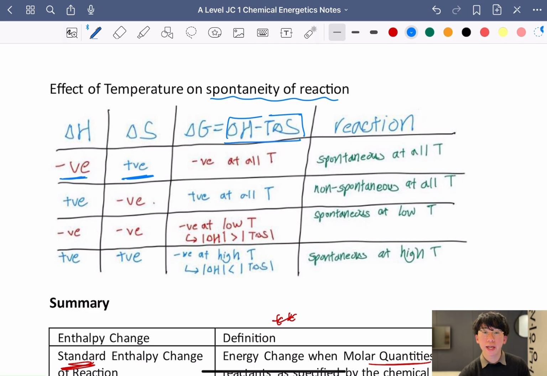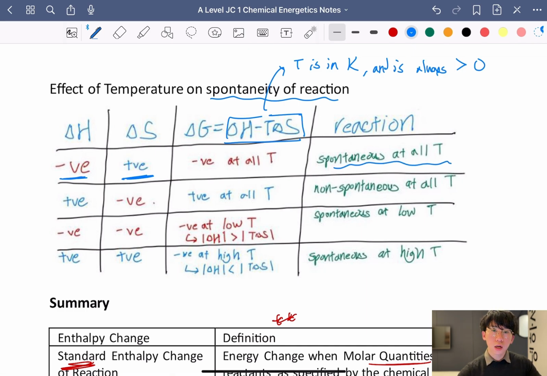Since delta G equals delta H minus T delta S, and we know T is in Kelvin and is always going to be greater than 0, and because of that, you would know that delta G equals delta H minus T delta S is going to be negative in these conditions, and therefore is spontaneous at all temperatures. You can also say the same thing in the reverse, which is delta H is positive and delta S is negative. Delta G will be positive at all temperatures, and therefore it is non-spontaneous at all T's.